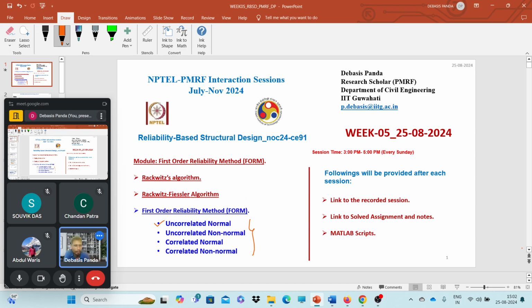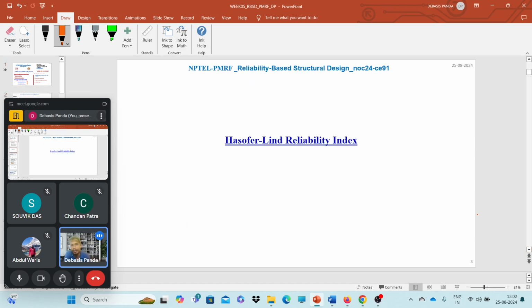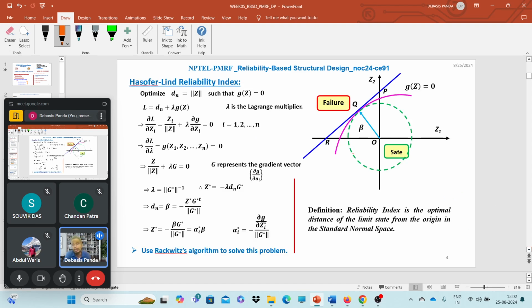Let's revisit the Hasofer-Lind reliability index quickly, because we are solving the reliability problem using the definition of Hasofer-Lind. What was the definition? It is the Hasofer-Lind reliability index. The definition says that if we have a limit state in the standard normal space, then the reliability index is nothing but the optimal distance from the limit state function in standard normal space to the origin.